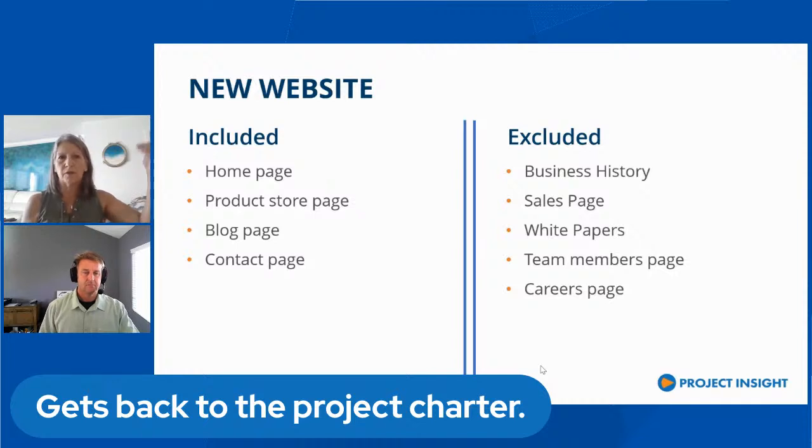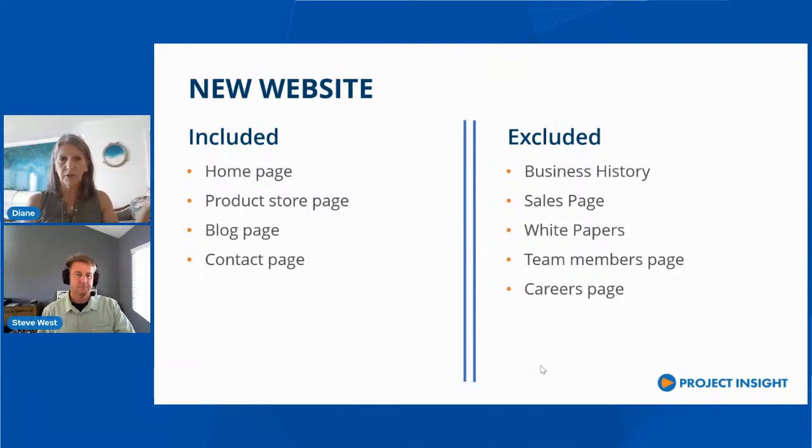Maybe we should have spelled out in the charter that there were 4 pages, and that was it. Did I create these 4 pages on this website? Those are my objectives. That's a yes or a no. It didn't say I put a sales page. It didn't say to put a white papers page. So you have to get that granular at some point in the project.